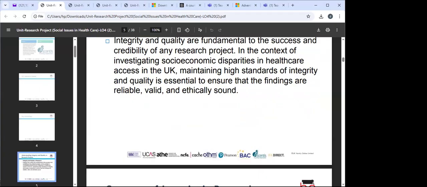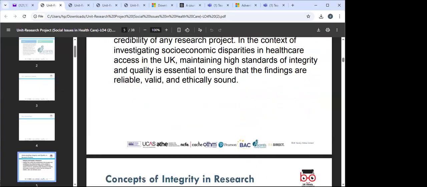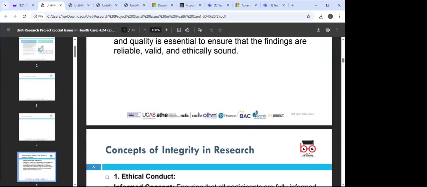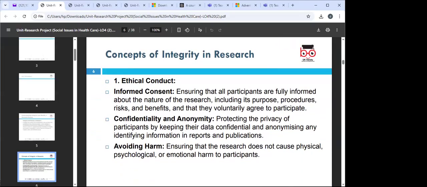When we say something is reliable, it means that the sources you gather the information from, you have duly referenced. They are valid because, through the references, the university or the examining board can check if indeed where you got the information from is valid. And ethically sound means they don't go against any kind of information that is not accepted university-wise. What are the concepts of integrity in research?